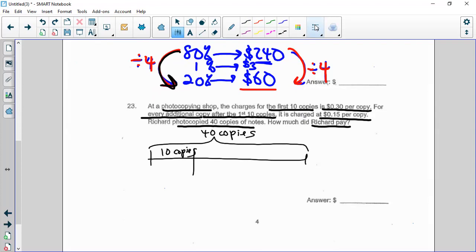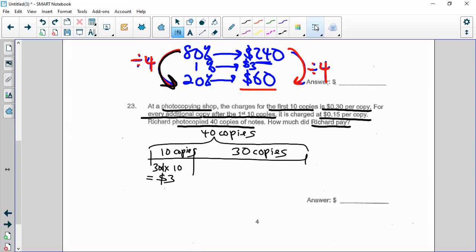And how much is the first 10 copies? It is not 30 cents, it's 30 cents times 10. So do your working inside. 30 cents times 10, and you will get 300 cents or $3. Okay, clear? And then there are another remaining 30 copies. So these are your additional copies. And every additional copy is how much?